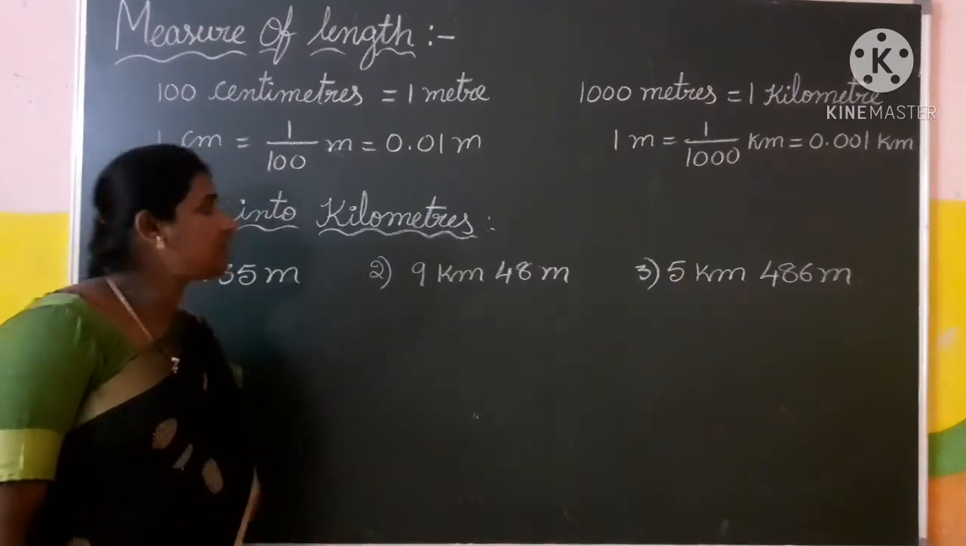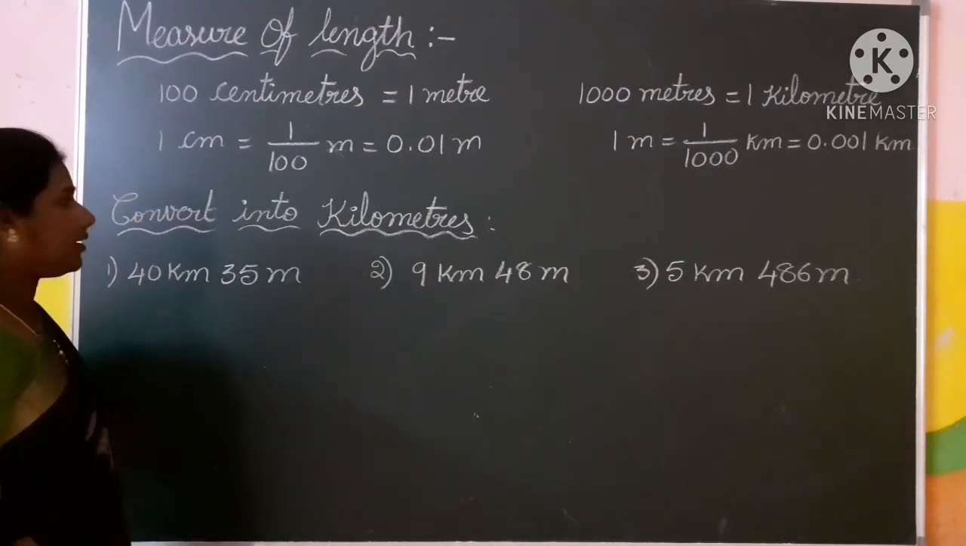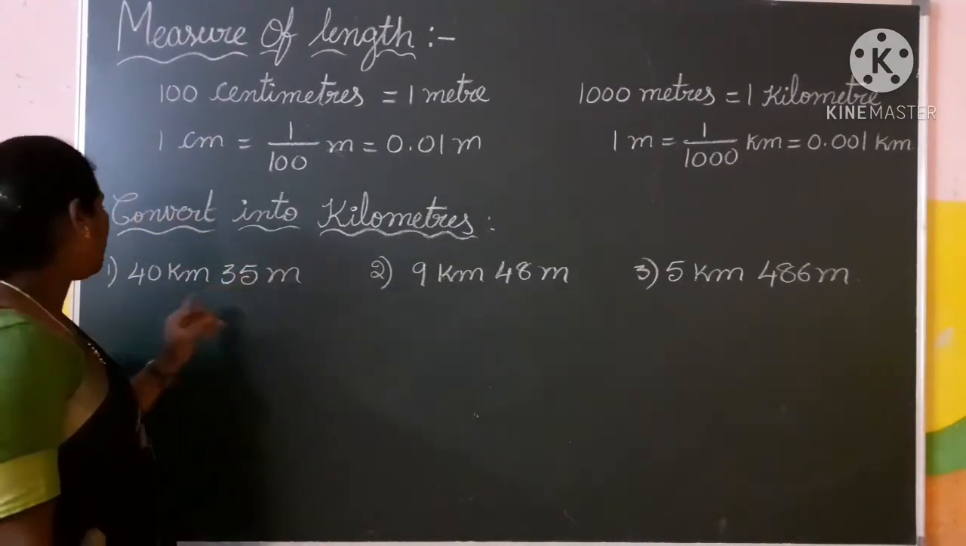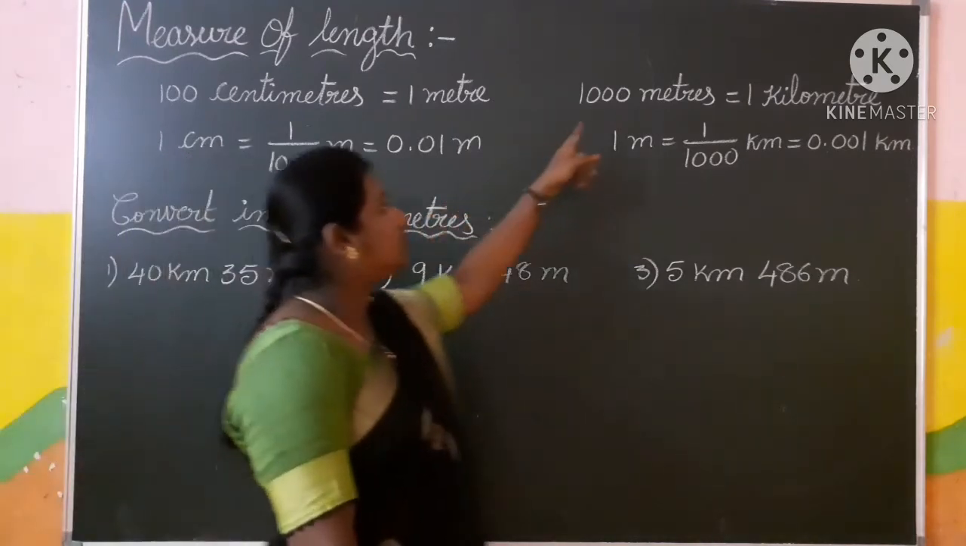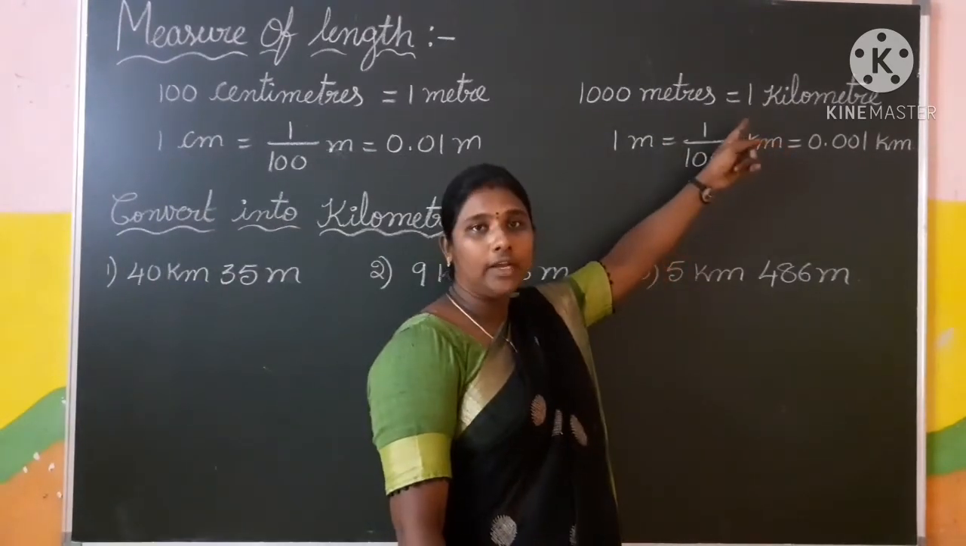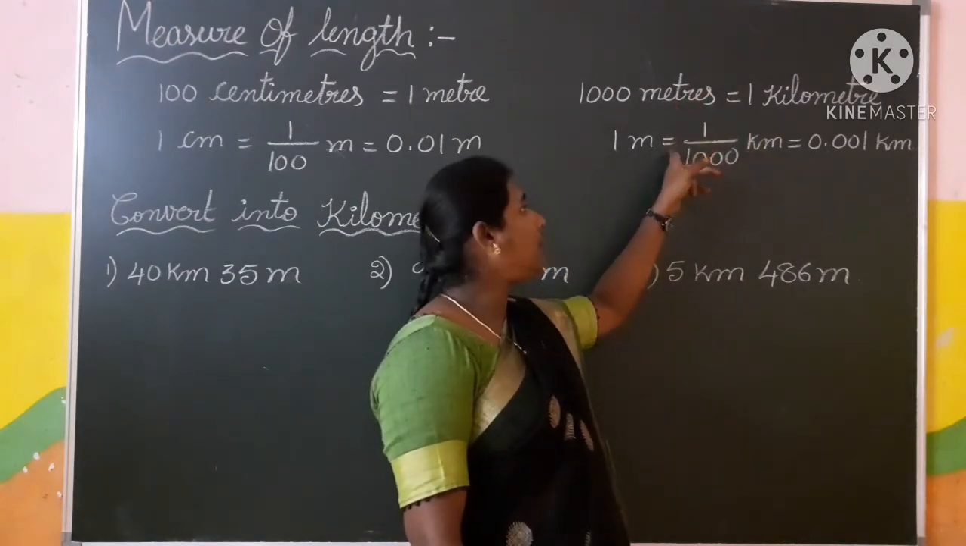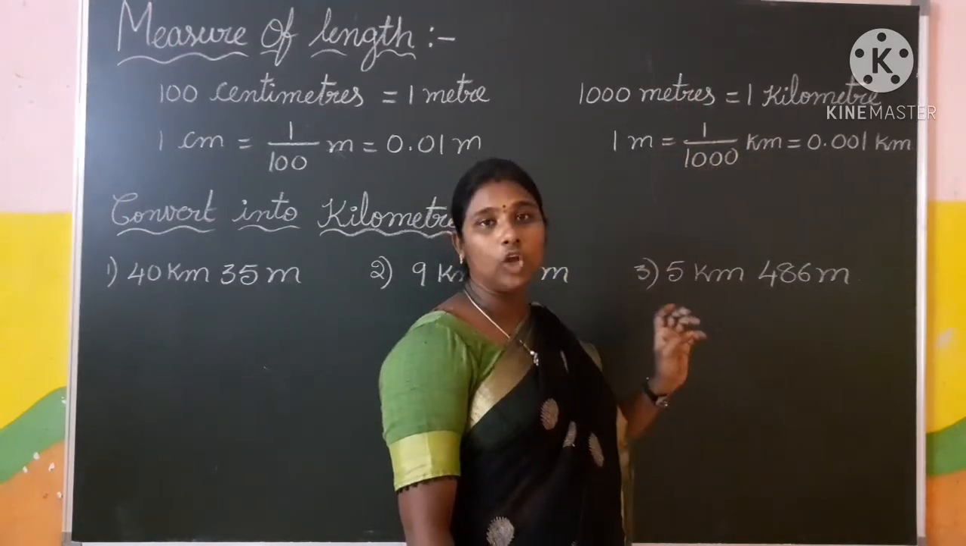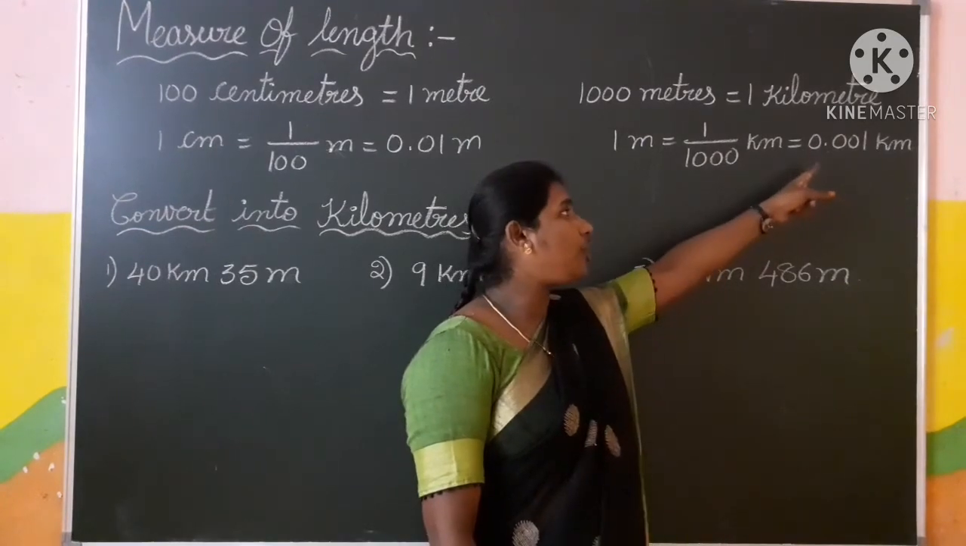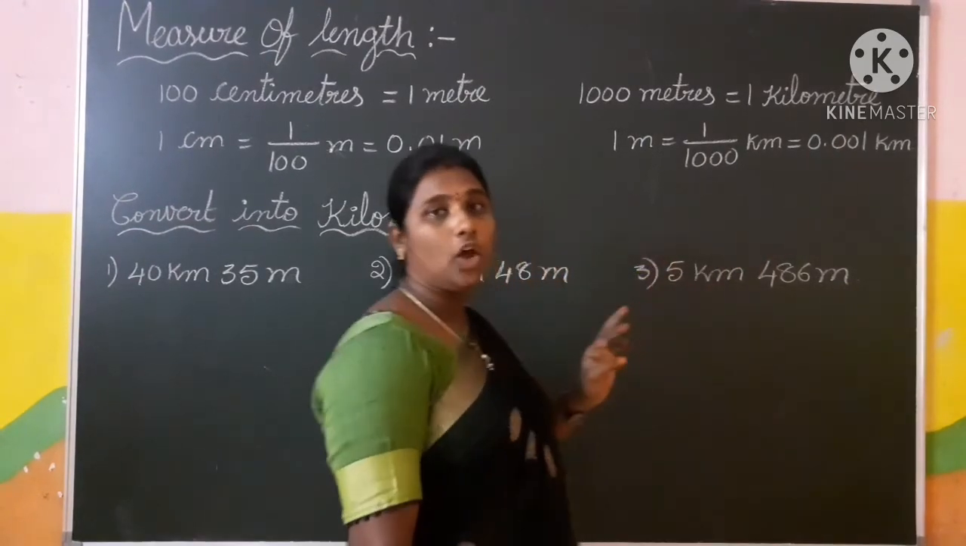So the answer is 15.06. This one is convert into kilometers. So 1000 meters is equal to 1 kilometer. 1 kilometer is equal to 1000 meters. 1 meter is equal to 1 by 1000 kilometers, which is equal to 0.001 kilometers.